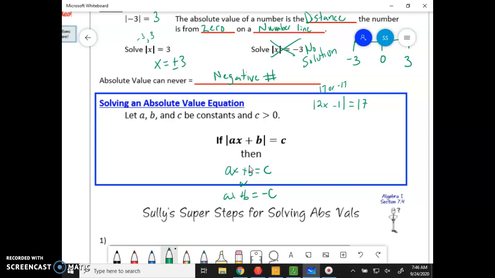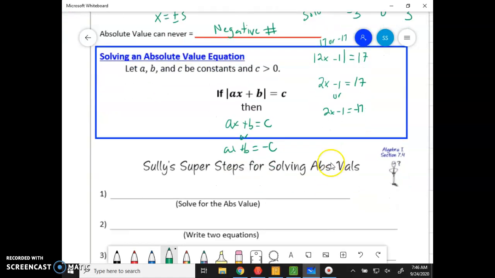So what that means is we remove the absolute value bars and we write out two equations. 2x minus 1 is equal to 17, or 2x minus 1 is equal to -17. Because inside these absolute value bars, if we equal 17 or -17, it will come out positive. If that does not make sense, please meet with me on a Google Meet.